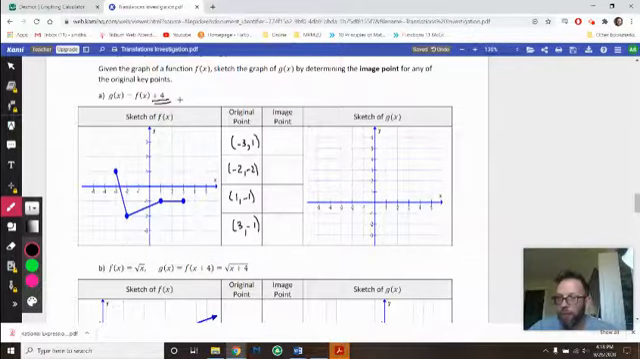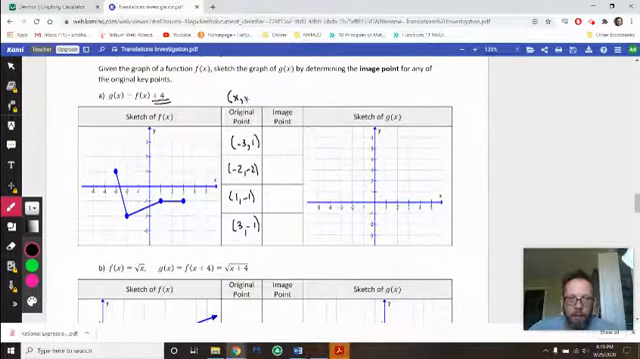Well, we've been looking at translations. So what kind of translation is it? Up, down, left, right, and by how much? And I'd like you guys just to graph that transform function. And I often like to just emphasize what the image point would be, where each point moves. So you can try that on your own if you'd like, or you can follow along with me right now.